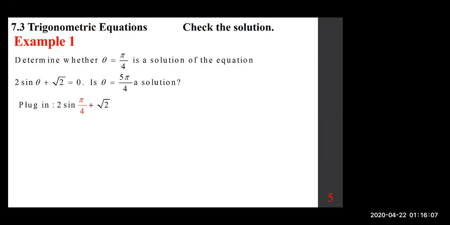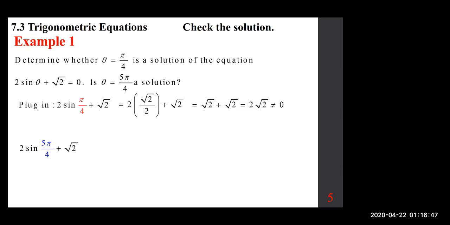What is sine of pi over 4, class? So you see the importance of knowing the basics, okay? The common arcs, all the trigonometric functions, and so it can go nice and smooth. Square root of 2 over 2. Sine and cosine are square root of 2 over 2 when theta is pi over 4. And so we can cancel out the 2, we get square root of 2 plus square root of 2, and that is not equal to 0. Therefore, pi over 4 is not a solution. Very good.